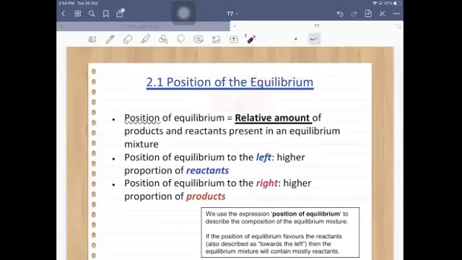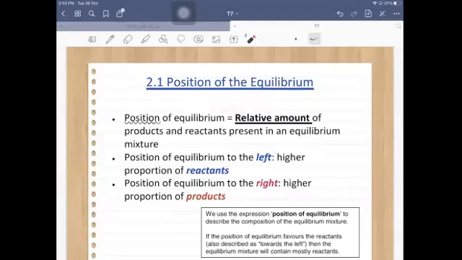So that's what position of equilibrium tells us. It tells us the composition of the equilibrium mixture. That means the contents at equilibrium. Sometimes we use the word favoring forward reaction. That's the same as shifting the reaction to the right. Favoring backward reaction means shifting the equilibrium to the left.